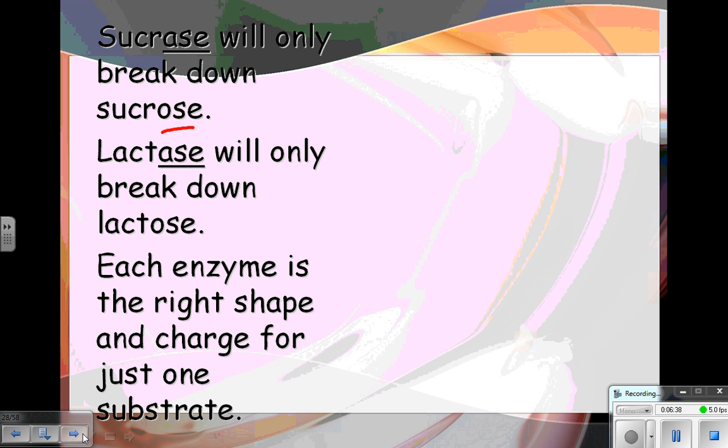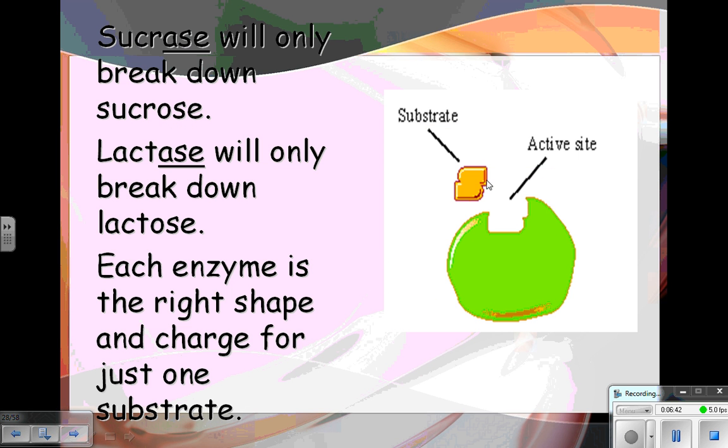Each enzyme is the right shape and charge for just one substrate. By shape and charge, I mean, if you look at this, it fits just like a puzzle right here, and so on for the whole shape. The other thing is, if this is slightly positive here, this will be slightly negative here. If this is slightly negative, this will be slightly positive. So it's not just the shape, but it's also the charges. They'll also be attracted to each other.